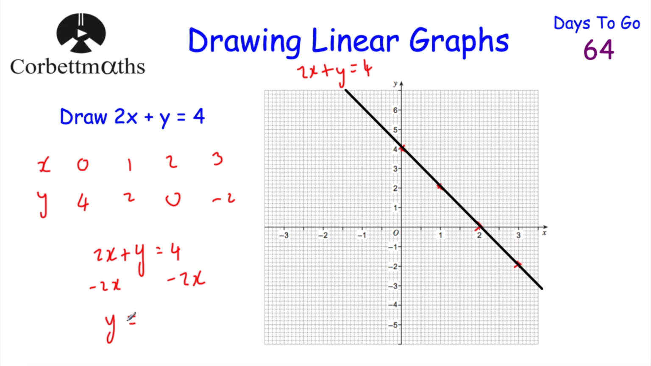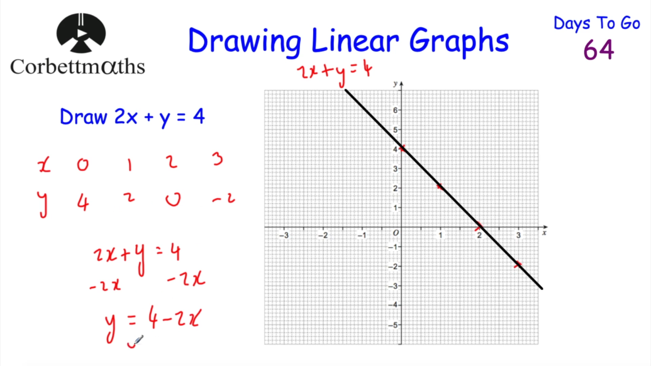So y is the subject, so it's y equals. And then the right hand side, we've got 4 subtract 2x. So we could write 4 subtract 2x, like so. And that would be quite useful for our xy table, where we know the y value is 4 subtract 2 times the x value. And that would make the values in our xy table just a little bit easier.